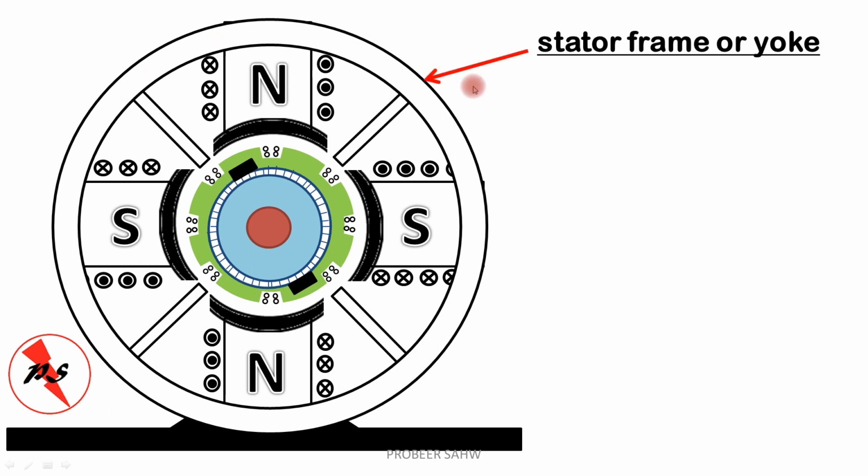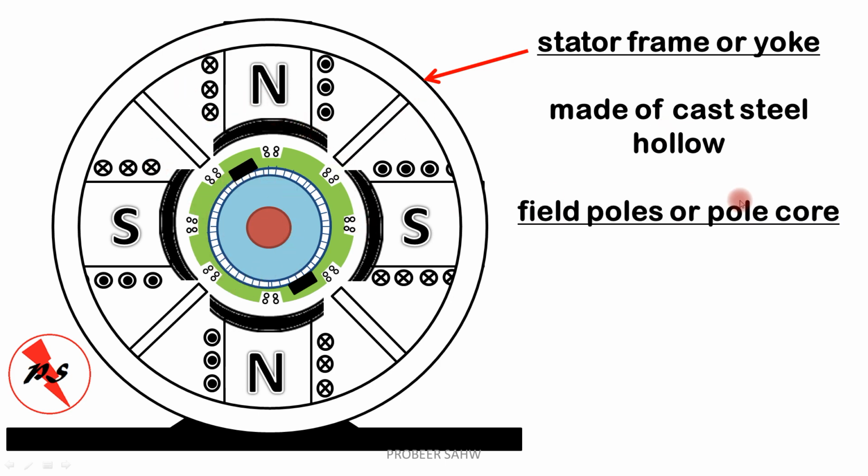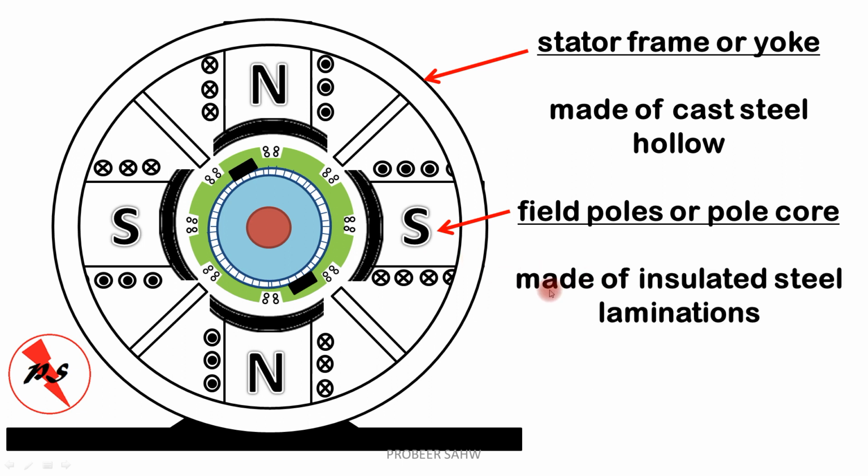Now this stator frame or yoke is a hollow cylinder. It is made of cast steel, so it is a single piece of cast steel. It is hollow, inside which these field poles and rotors are housed. Now these field poles or pole cores are not a single forged piece. These are made of insulated steel laminations.